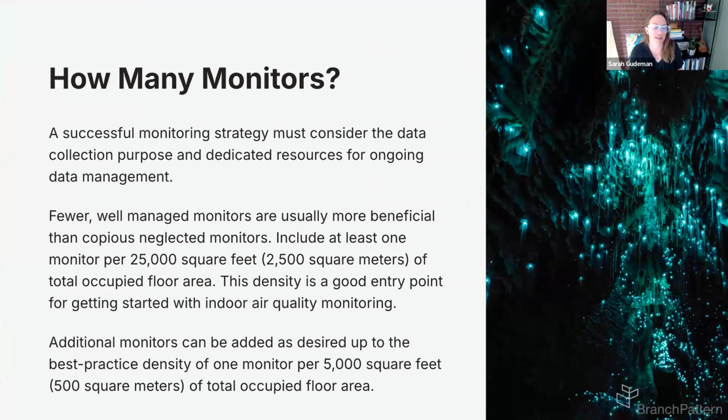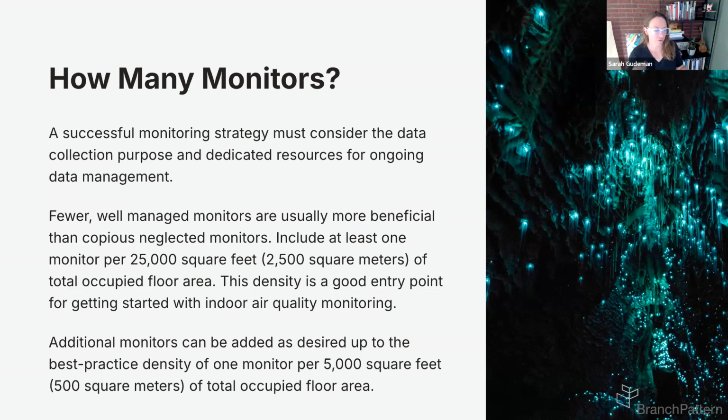How many monitors? That's the other question that we have all the time. And I will just mention that the air quality point-in-time testing requirements were also updated as part of this rating system to hopefully make that more simple. But this is, again, the rating system language. So one monitor per 25,000 square feet of total occupied area. It's usually representative of a good mix of the air quality. And there's more detail on where these monitors have to go, but this is how many monitors do we need.